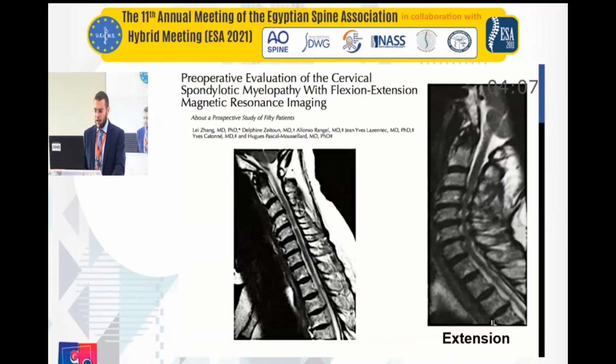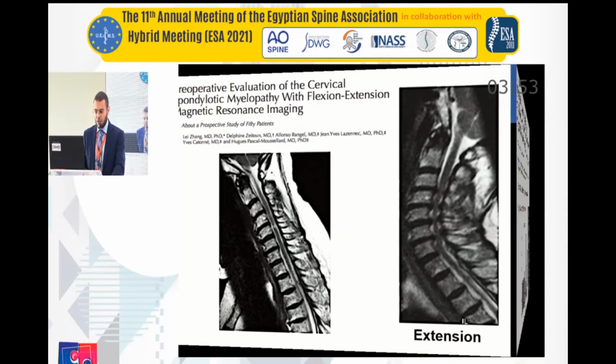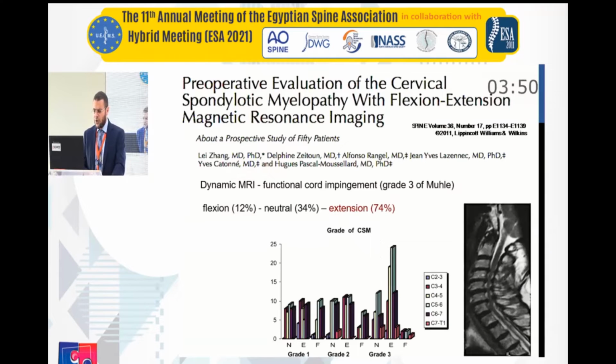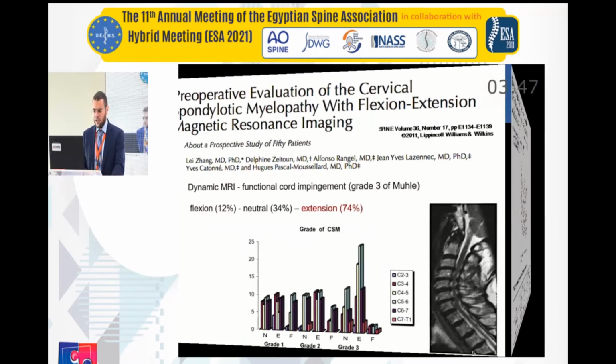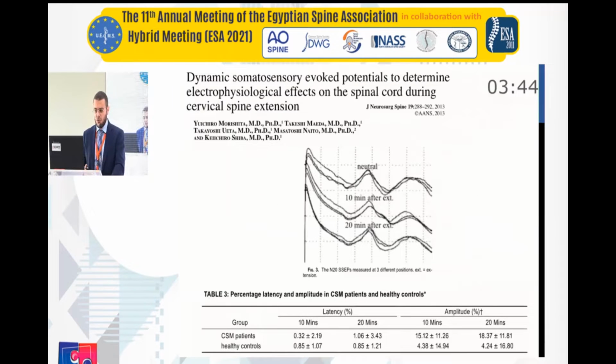Again, you can see this is the neutral position. There is no significant cord compression, but you can see a lot of signal voids inside the cord. When the patient extends the neck, you can see huge and significant cord compression at multiple levels. So there is a functional compromise to the cord with extension, and they proved this by doing somatosensory evoked potentials while the patient extended his neck.